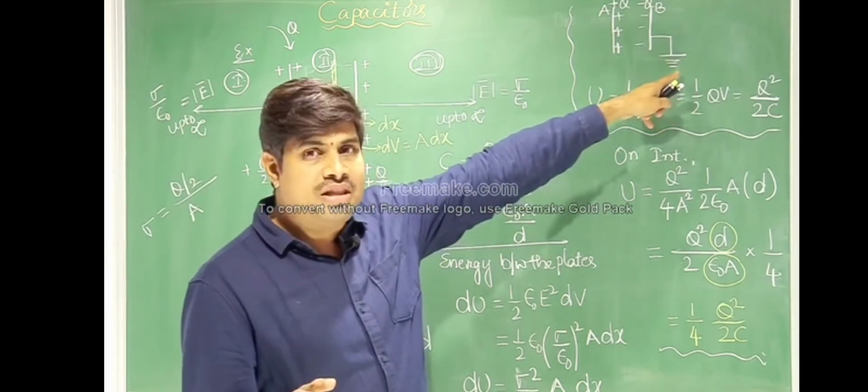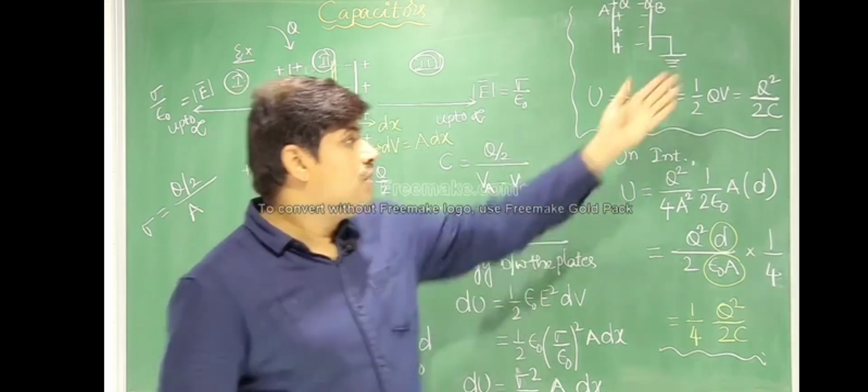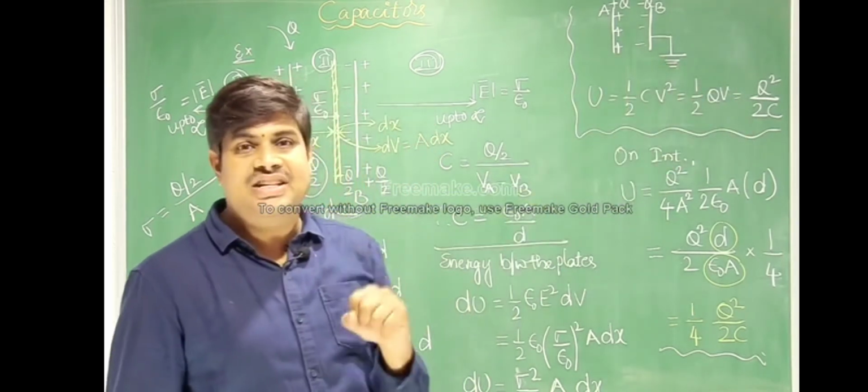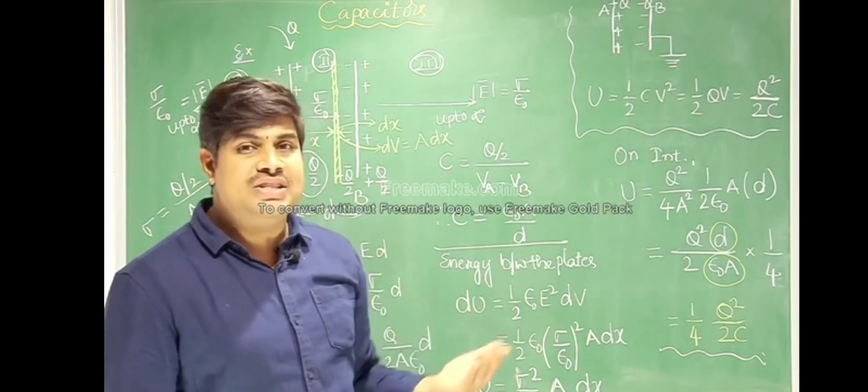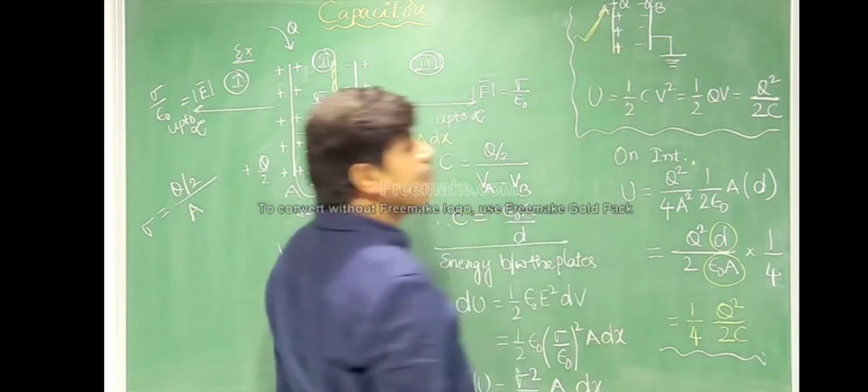So the energy will be stored between the plates, and this energy will be how much? Q square by 2C, or half QV, or half CV square. That is the energy stored between the two plates. In this manner, we are able to understand that this has the best configuration to prepare a capacitor.